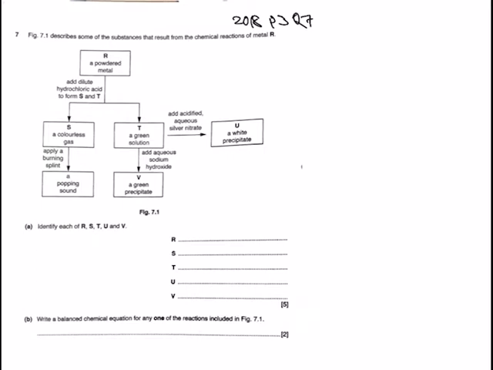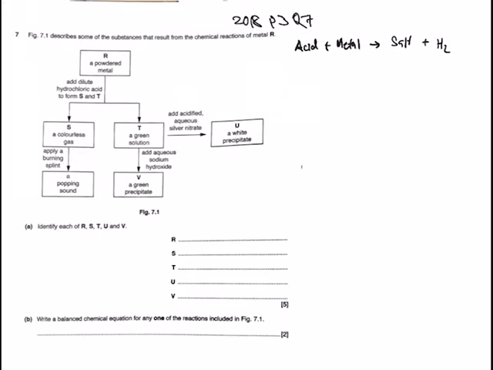Down here there are five different substances that we need to identify: R, S, T, U, and V. First of all, R is a powdered metal. In the first reaction, R is added to dilute hydrochloric acid. So we have metal and acid, one of the classic reagent pairs. Acid plus metal gives you salt plus hydrogen. This is a known fact.